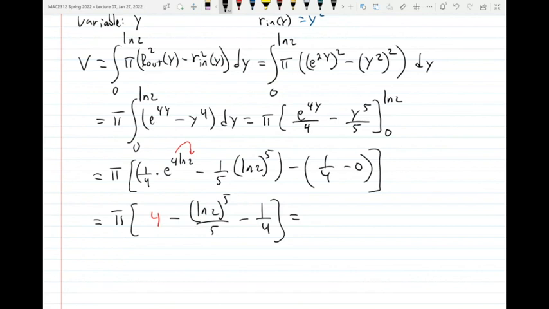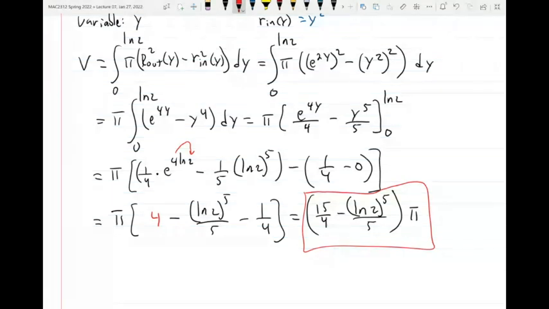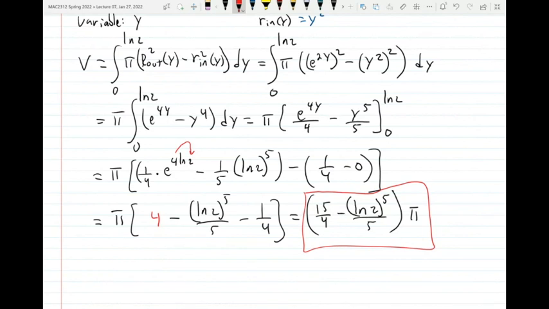So we get 15 over 4 minus ln of 2 to the 5th power over 5, all of this times pi. That's the exact answer, and if you want an approximation, then actually let me plug it into my calculator because I better get a positive number. If we get a negative number, we know something is wrong. This is volume, right? But the good thing is that ln of 2 is negative, to the fifth is negative, but then with the minus it's positive, so I know this answer will be positive.